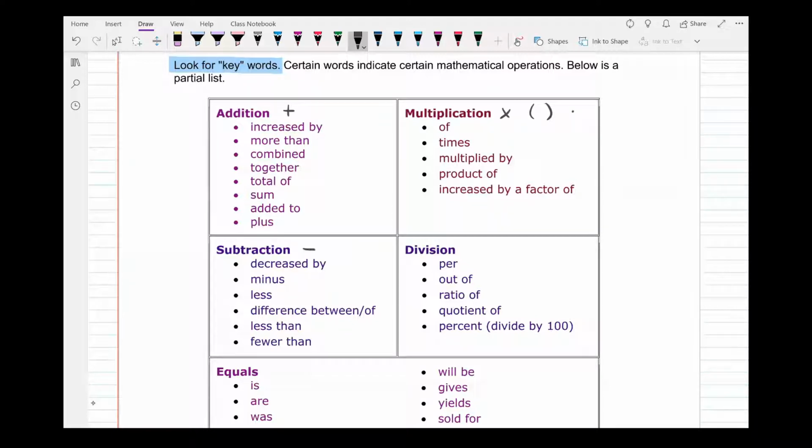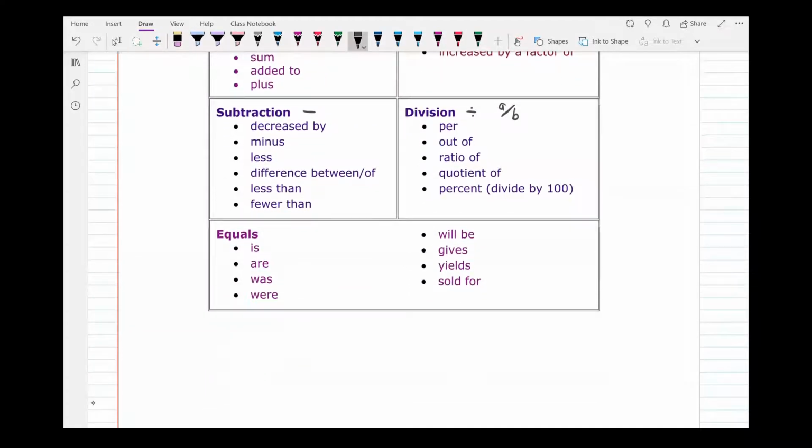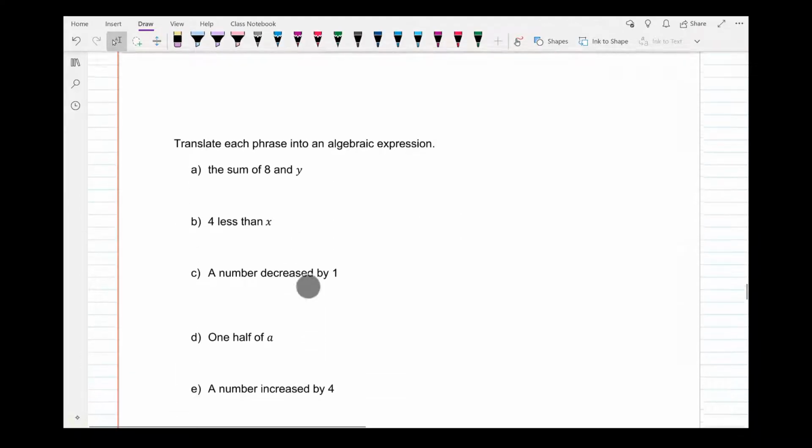The other set is subtraction, so decreased by, minus, less, things like that. And then division means we'll have the division symbol, or we'll have, I'll say A over B, but really it means a fraction of some sort. That's what those words mean. Finally, if something says equals, look at that list, try to make sense of which words would mean equal to. For example, is, are, was, were, will be, gives, yields, sold for, things that are equal to something else. So let's get into a few examples and how to use this stuff.